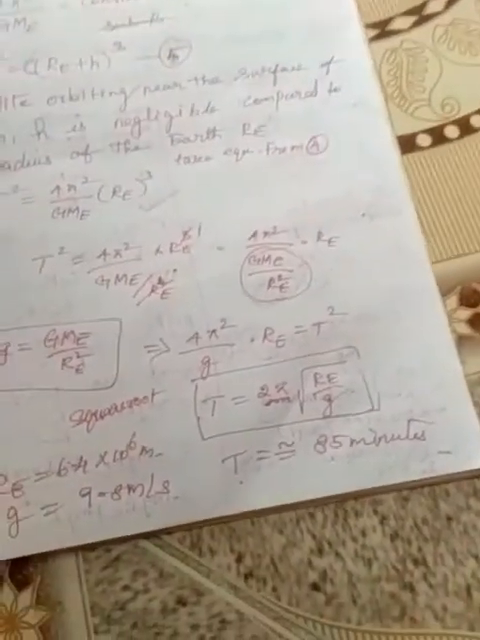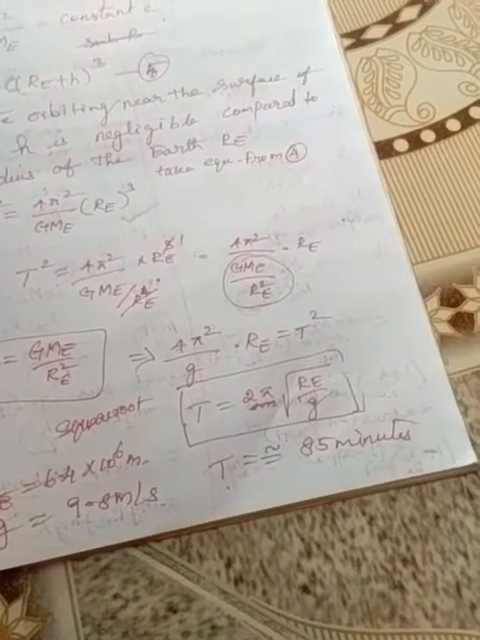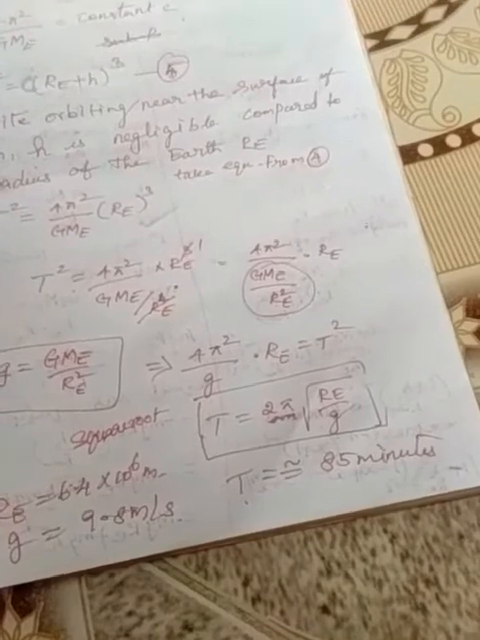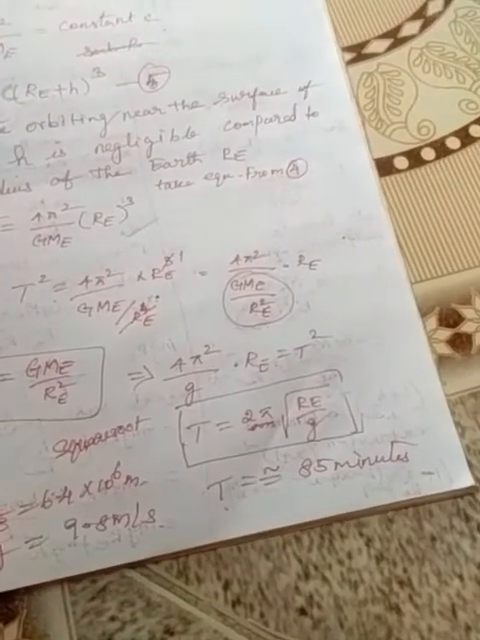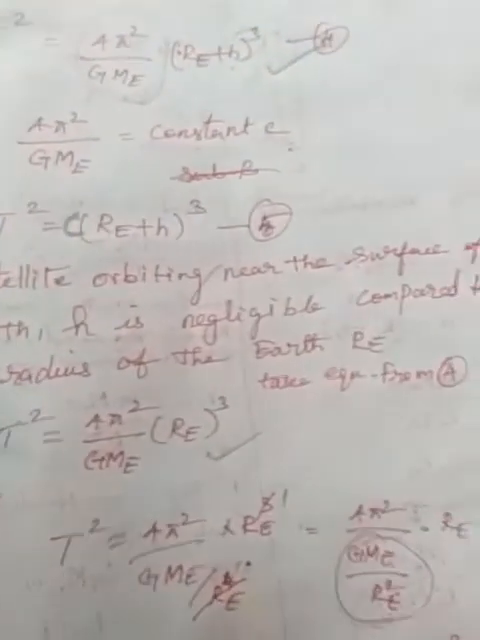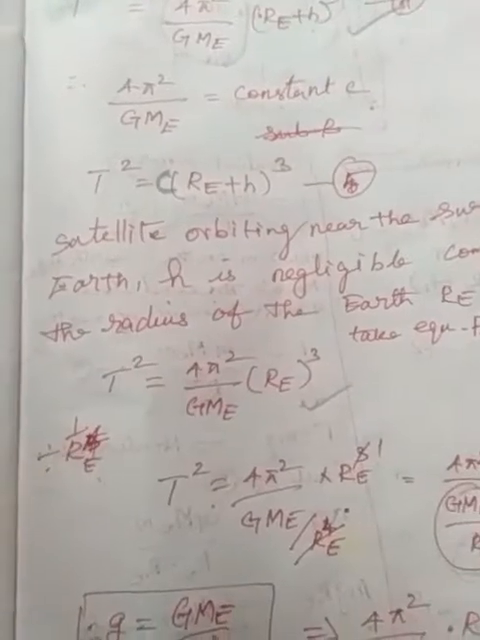So the satellite revolves around the earth in one rotation; the time it takes for one rotation is 85 minutes. Okay, thank you children. I hope you understood. It's a very important question. Thank you children.